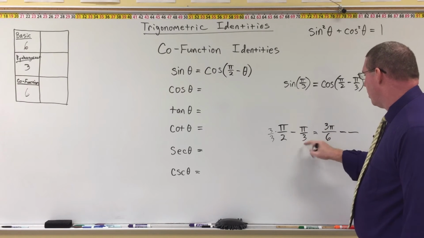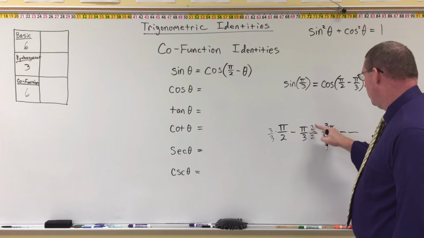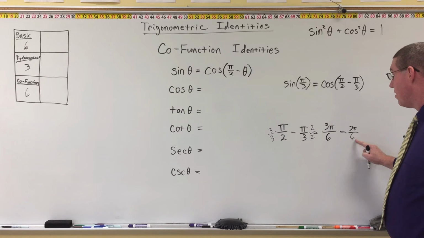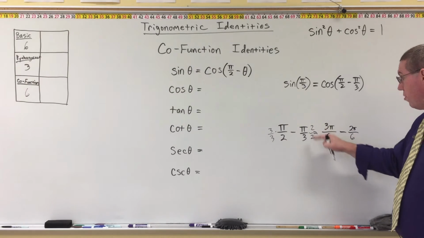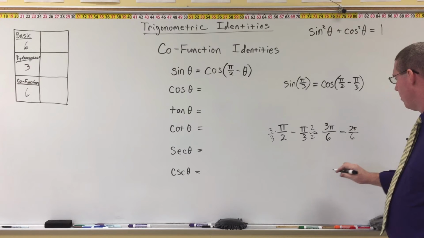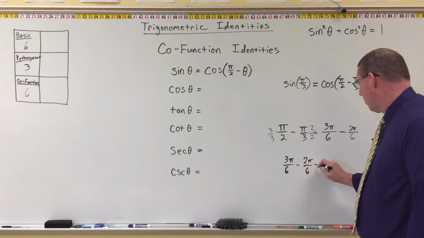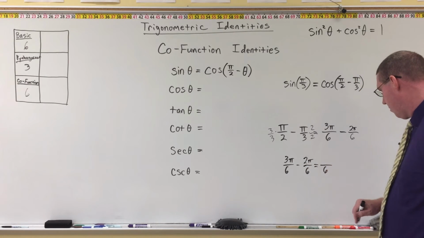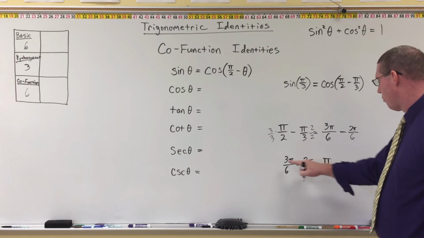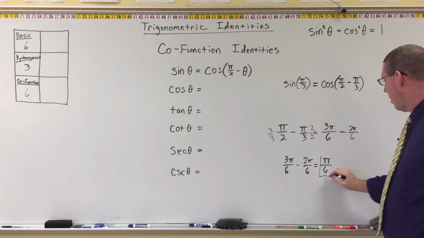Minus, now I need this one to become over 6. To turn a 3 into 6, I have to multiply by 2. So I have to do 2 over 2. 2 times pi is 2 pi. 2 times 3 is 6. And so 2 pi over 6 is the same thing as pi over 3, because 2 over 6 reduces to 1/3. Now, we can do 3 pi over 6 minus 2 pi over 6. Now they have a common denominator over 6. And now I can do 3 pi minus 2 pi. 3 pi minus 2 pi is equal to pi, right? Because 3 minus 2 is 1, right? And therefore, this pi over 2 minus pi over 3 is the same thing as pi over 6.